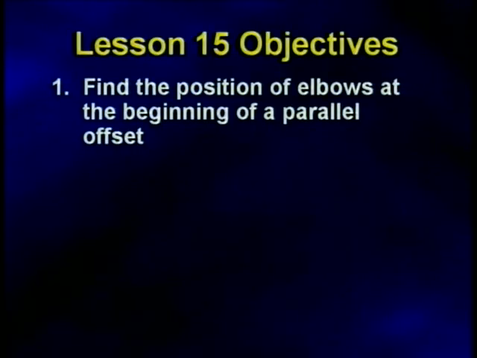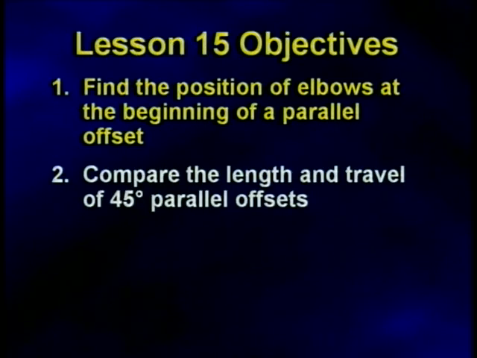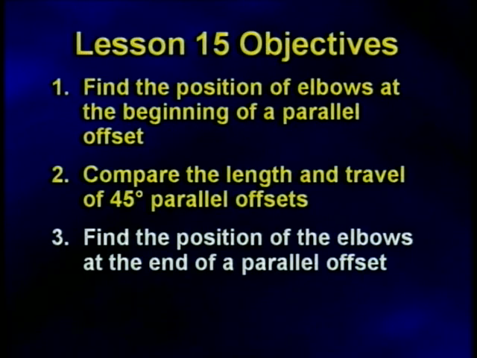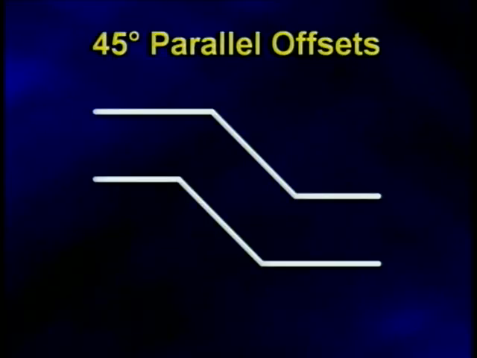So the objectives for this lesson are to find the position of elbows at the beginning of a parallel offset, compare the length of travel of 45-degree parallel offsets, and find the position of elbows at the end of a 45-degree offset. So we're talking about 45-degree parallel offsets, which look something like this.